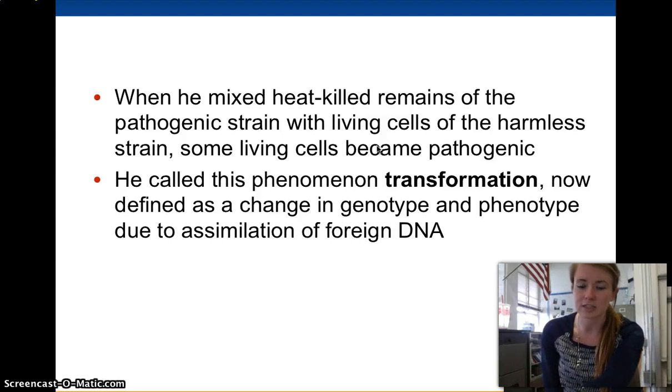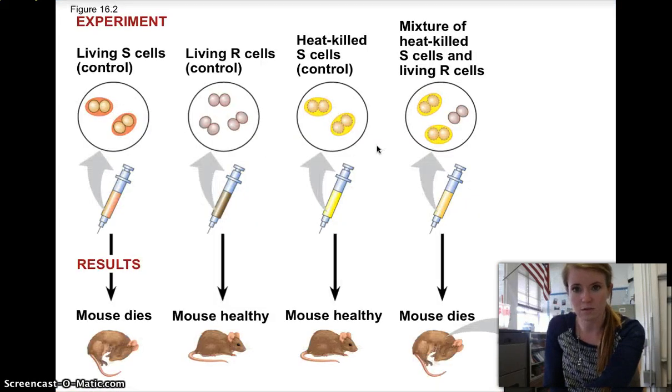It's defined as a change in genotype and phenotype due to assimilation of foreign DNA. So it's not just a change in phenotype. The cells didn't just learn how to be dangerous. They actually changed their genotype. They picked up the DNA, now had that DNA to cause pneumonia, and so their phenotype changed also.